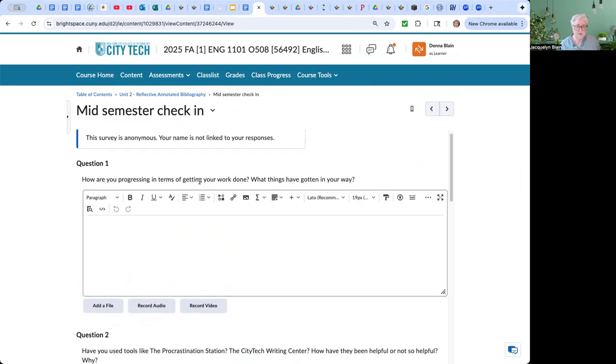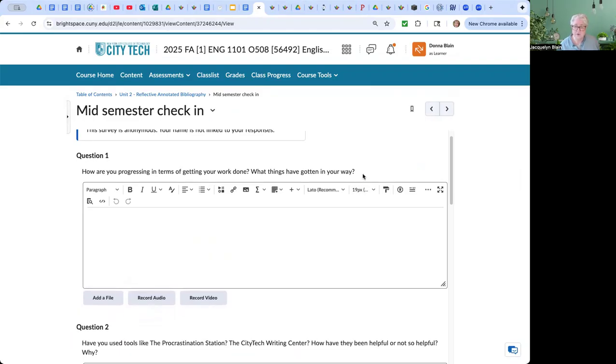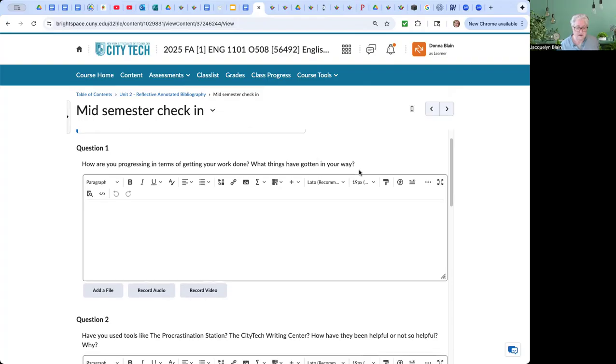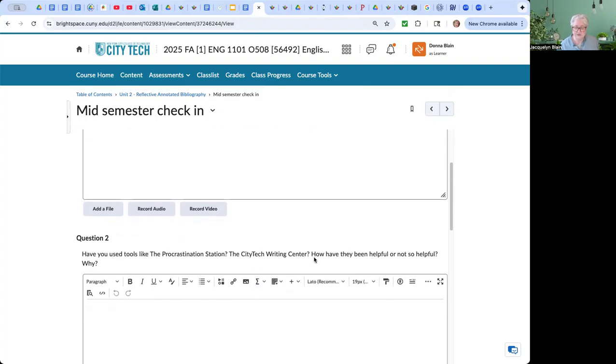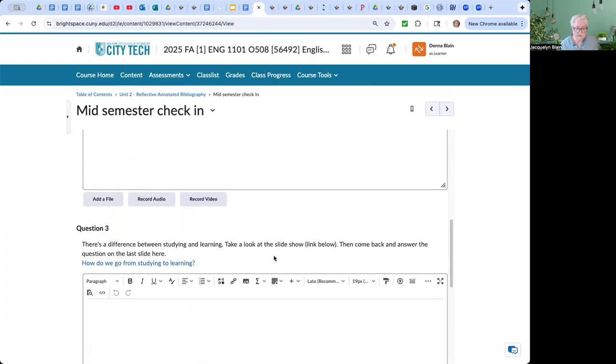So how are you progressing in terms of getting your work done this term? What things have gotten in your way? Now, this is not just for this class, but just for college altogether. Just how is this term as a whole going for you? Okay. Don't limit it to just this class. It's for everything. It's for how you're doing overall. Have you used tools like the writing center? There's probably tutoring for other classes. Have you gone to those? Have they been helpful? Why, what's going on with that?